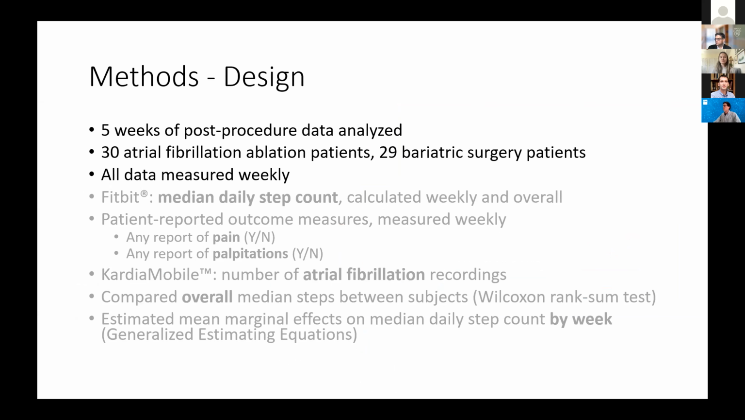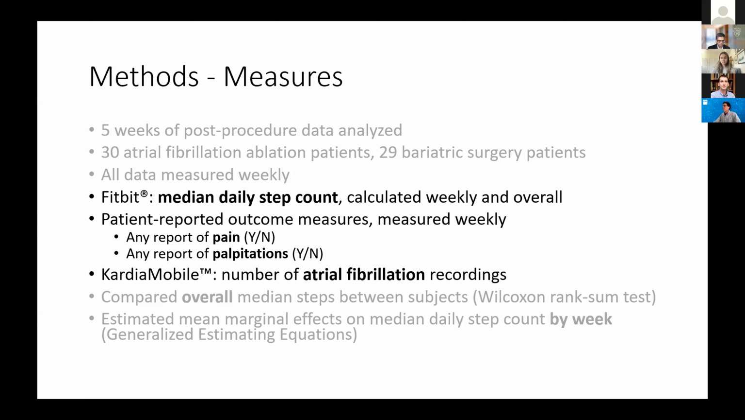So in the 8-week cohort study, we analyzed the first 5 weeks of post-procedure data. This was limited by the patient-reported outcome measures, or PROMs, that we specifically used for this analysis. We only collected the first 5 weeks of data for that. We included 30 atrial fibrillation ablation patients, 29 bariatric surgery patients, and all data was measured weekly. And any occurrence of the outcomes in a week accounted for the whole week.